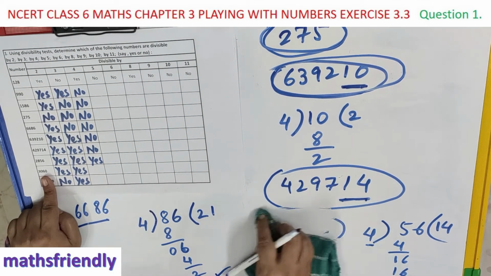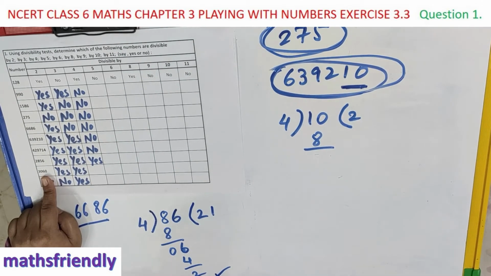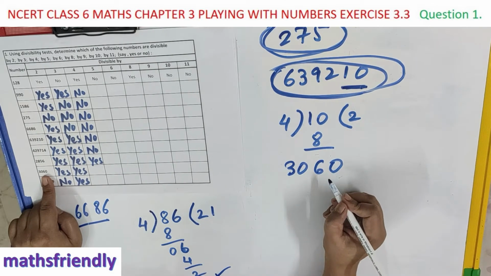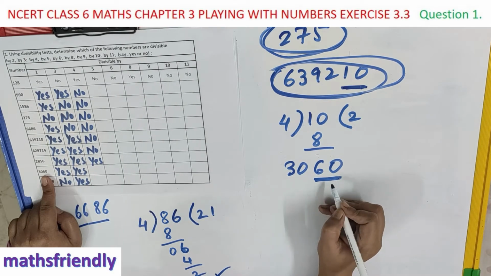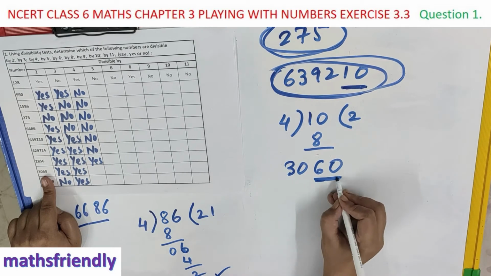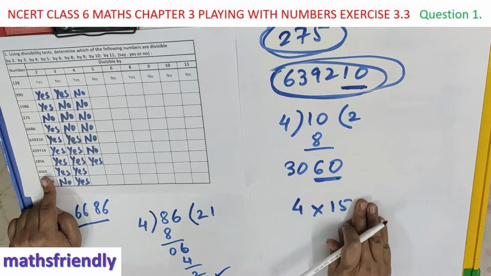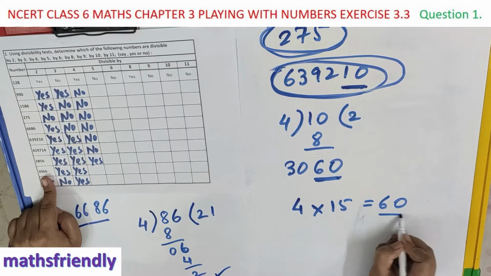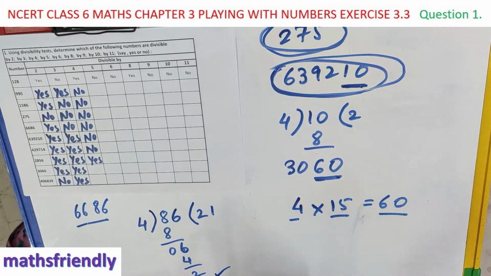Now let us come to this question. 3060. This is the number we have to check whether it is divisible by 4 or not. So for that we will check the last two digits. Is this last two digits divisible by 4? Yes, because 4 into 15 gives 60. It means 60 comes in 4's table 15 times, so 60 is divisible by 4.